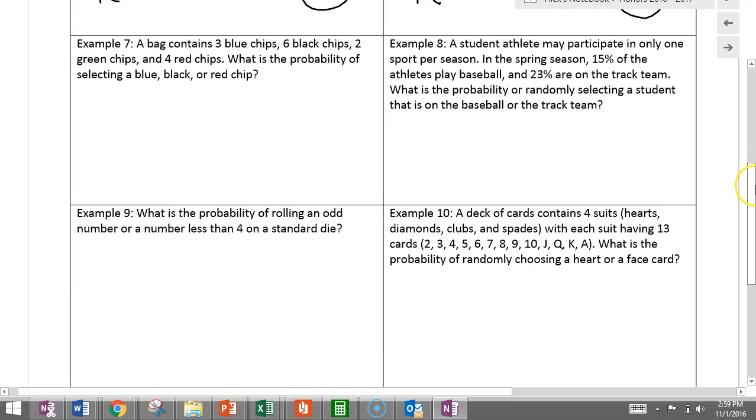All right. Looking at example 7. A bag contains 3 blue chips, 6 black chips, 2 green chips, and 4 red chips. What is the probability of selecting a black, blue, or red chip? Okay. So now with that word "or," it is either going to tell you it's overlapping or it's mutually exclusive. So I'm going to ask, can I pull a blue and a black at the same time, or can that not happen at the same time? I'm only pulling one chip out of the bag, so it's either going to be blue, black, or red. It can't be a mixture of them. So this is mutually exclusive.